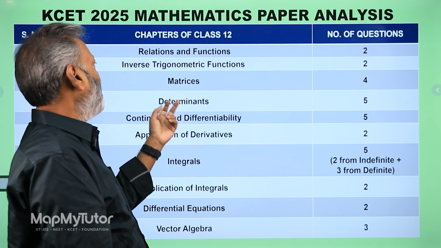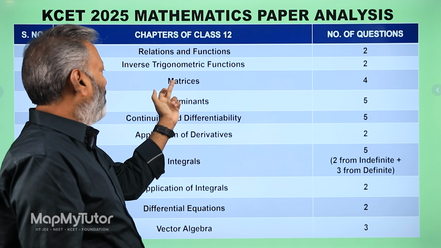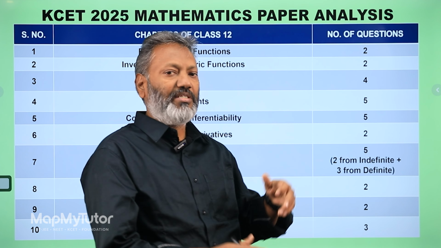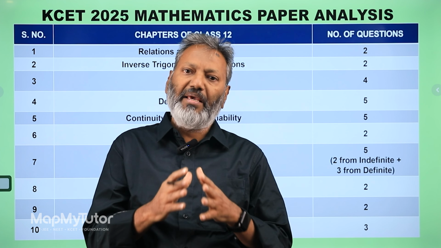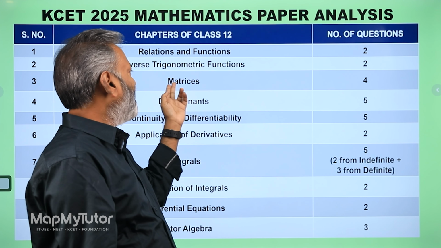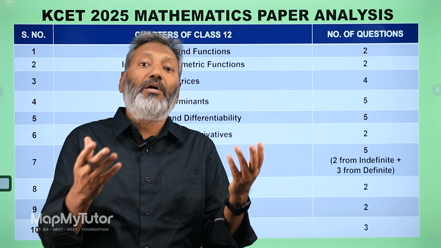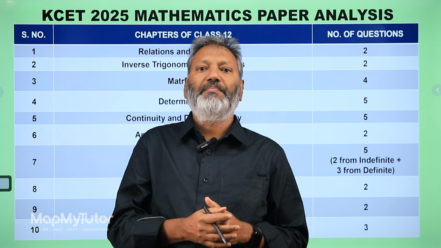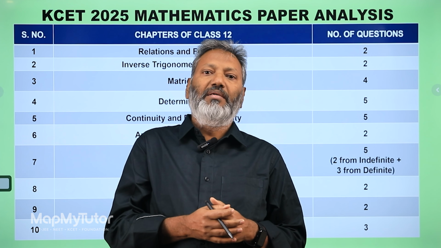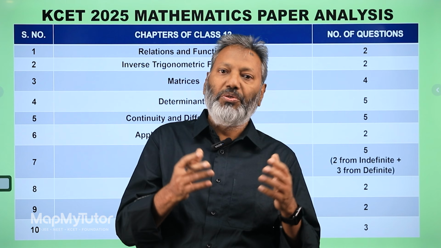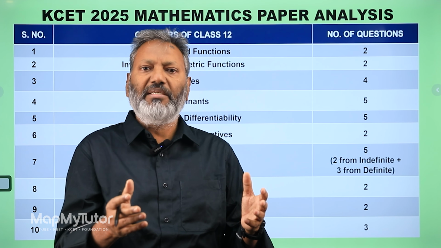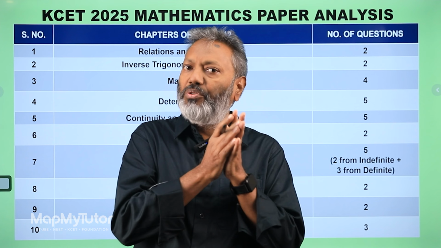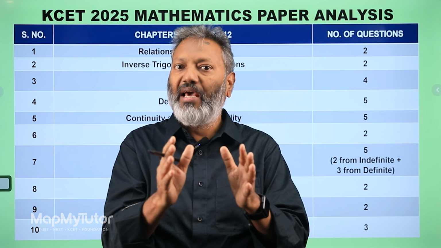Okay. Next, matrices. See, matrices and determinants together, you are getting 9 questions. Almost every year, the same scenario. So, in matrices, there are 4 questions. What are the concepts behind these 4? Number 1, types of matrices, transpose of a matrix, symmetric matrix, skew symmetric matrix, all these things, okay? All these properties. In matrices, you have to go through all the definitions carefully.